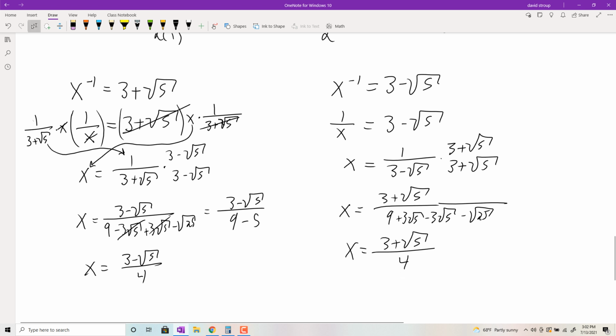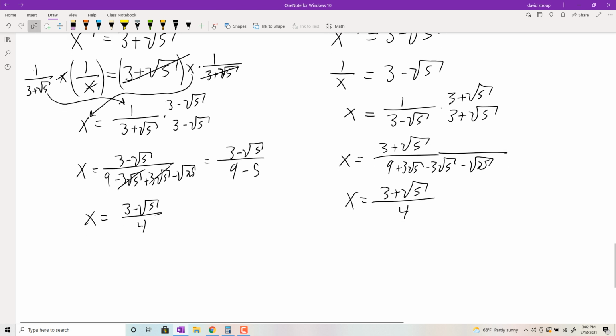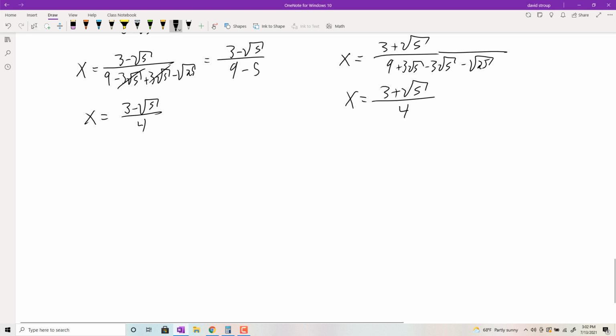Okay, a lot of work. Let's look at one more, and then I'll go peek at my math lab, see if there's anything crazy on there.